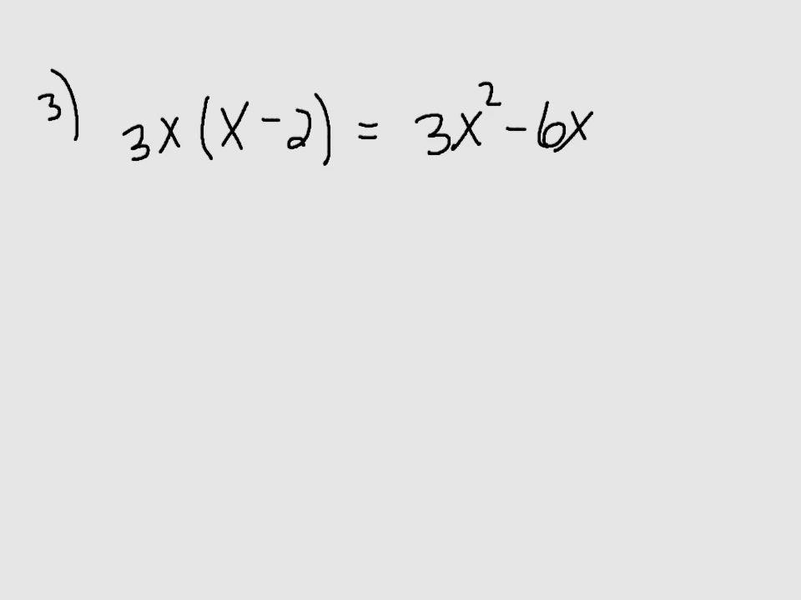Alright, so for number 3, we need to work out the parentheses. So I'm going to go ahead and do that. Now 3x times another x, that means I have 2 of these x's. So 3x times another x is going to be 3x squared. And then I have 3x times -2. So 3 times 2 is 6, -6, and then put the x. So -6x.